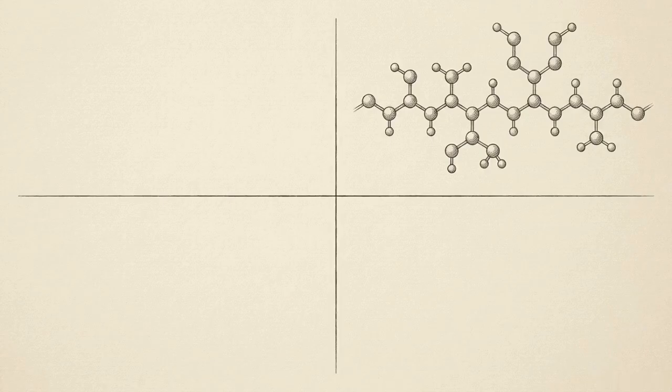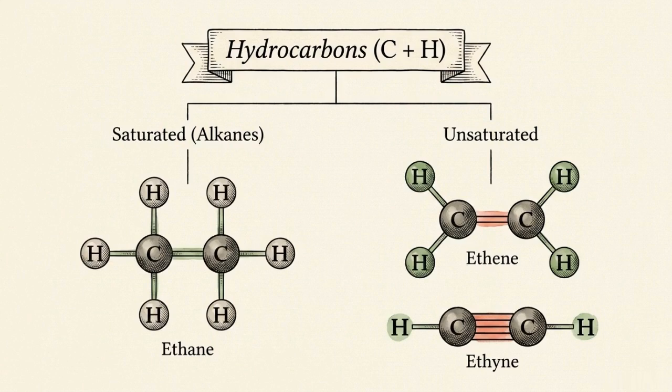Moving to Quadrant 2, the hydrocarbon divide. Hydrocarbons are compounds made of just carbon and hydrogen, and they split into 2 categories based on how their carbon atoms link together. On the left side of this table, we have saturated hydrocarbons, or alkanes. Notice the structure of ethane here. Every carbon atom is connected by a single bond. Because all the valencies are fully satisfied, these molecules are generally unreactive.